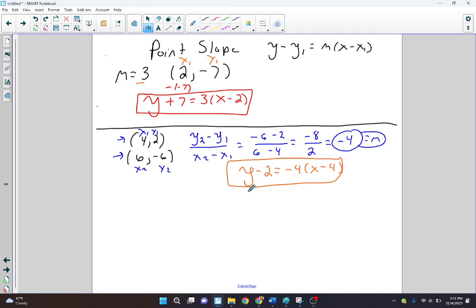If you use the bottom one, it will look like this. y plus 6 equals negative 4 times (x minus 6). Again, you only need to do one of these, but both are correct, okay? But you only need to do one of them. You do not need to plug in both.